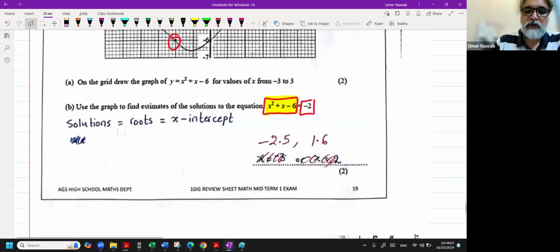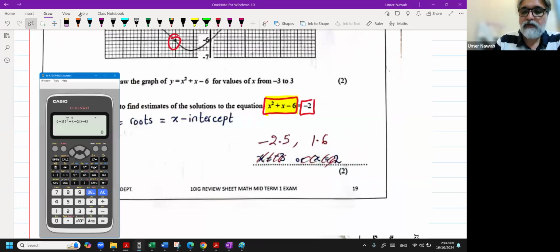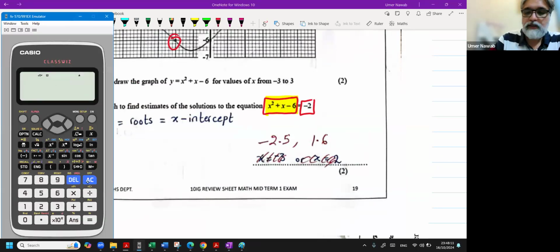You can check your answers from the calculator. It's easy. I can use the equation solver technique: x squared plus x - 6, then the equal sign and -2. I want to solve it, so I press shift solve. This is not the solution; this is the initial guess by the calculator.